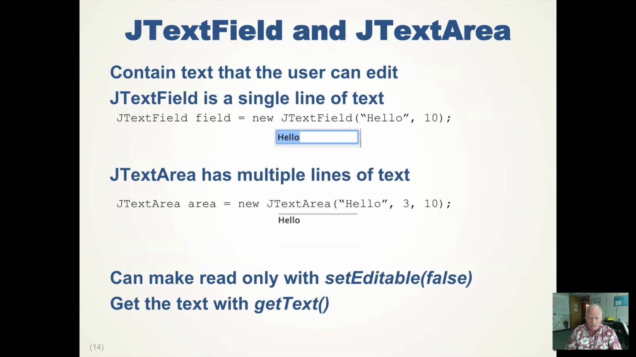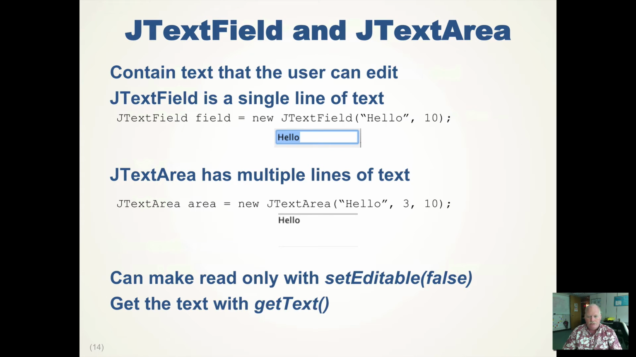A text field, JTextField, is just a single line of text. You create it with the constructor JTextField. You supply a default string if you want to, or you can just say null instead of a string, and then the number of columns that you want, how wide it is, and that will create a text field. A text area is a multiple line text editor or entry thing, and so you supply a default text, the number of rows you want and the number of columns, and then that will produce a multi-line editable area.